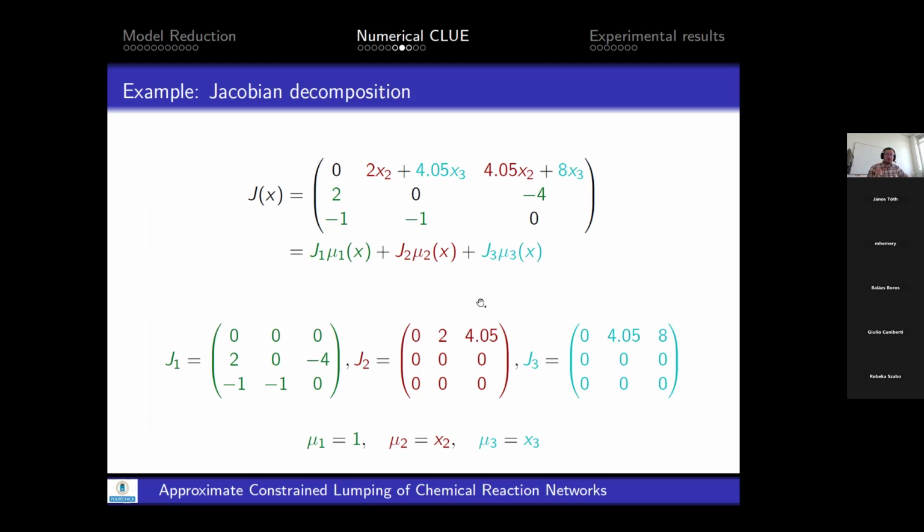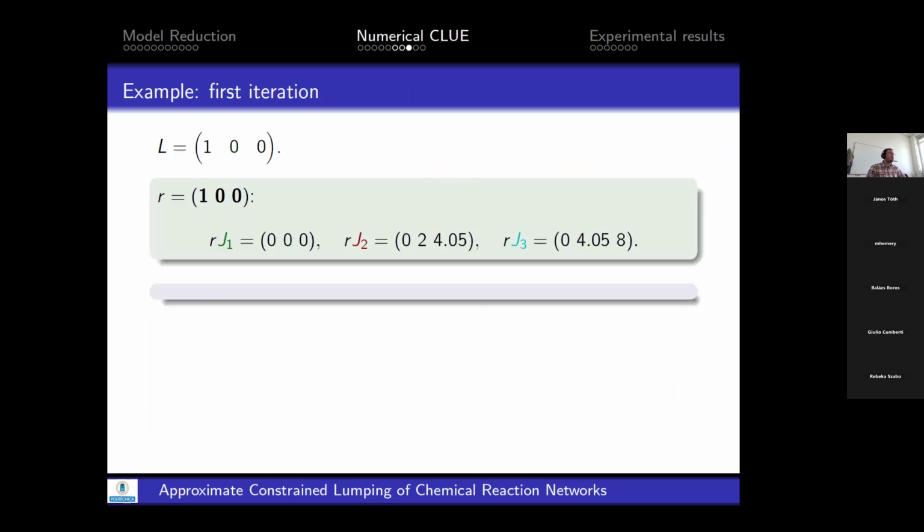Good. So what we need now is to be invariant under these three matrices at the same time. They are very easy matrices because, for example, J2 and J3 have two rows that are full of zeros, which will simplify computation a lot. So we want to observe x1, and x1 is represented by this vector over here. So we run CLUE starting with it.